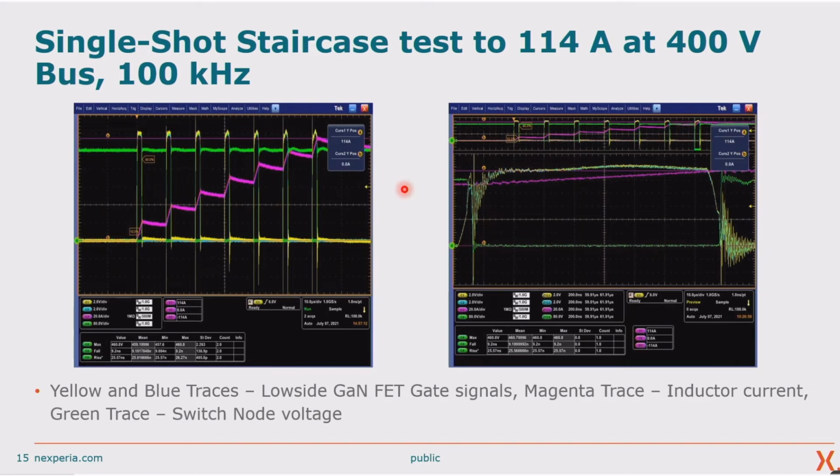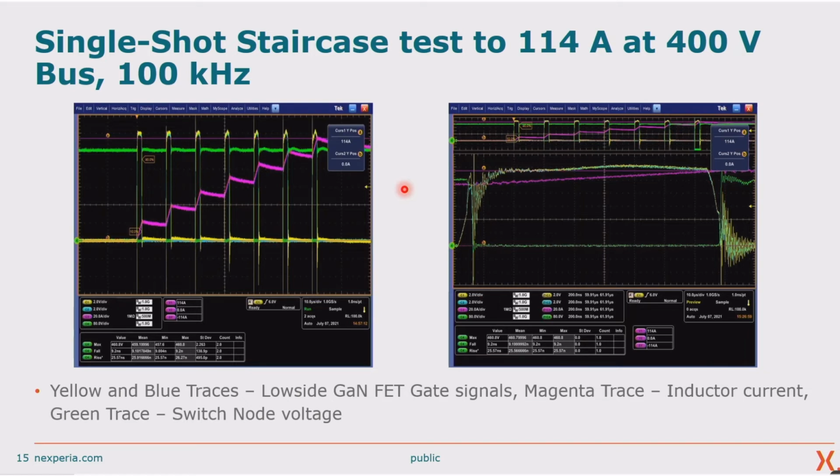In the left image are all the captured waveforms from the test, and in the right image is a zoom of the last pulse. As noted, the yellow and blue traces are the low side gate signals. These were used for triggering. The magenta trace is the inductor current, and the green trace is the switch node voltage.